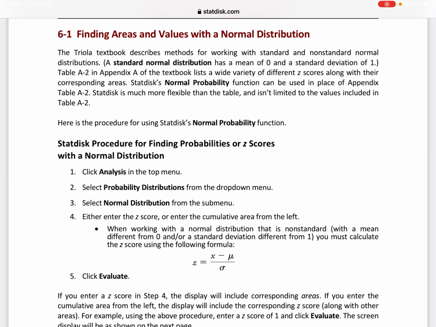And it goes through the steps. Click analysis, select probability distribution, which is what we're looking at, select normal distribution, and then input the value for your z-score. And it gives you the formula actually on here. So this is for project 2. Again, get an early start on it. Make sure you interpret if it says interpret, explain if it says explain, and then definitely ask if you have any questions.